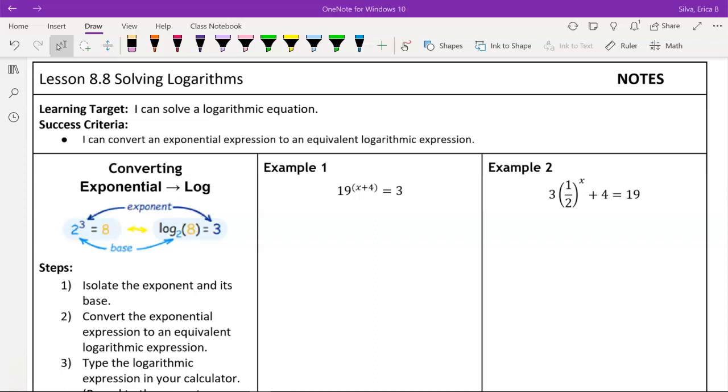Hey guys, it's Miss Silva, and for this lesson, we'll be solving logarithms. Our learning target is I can solve logarithmic equations.